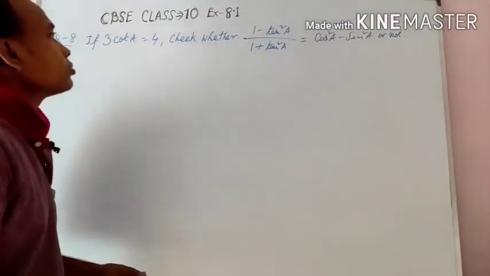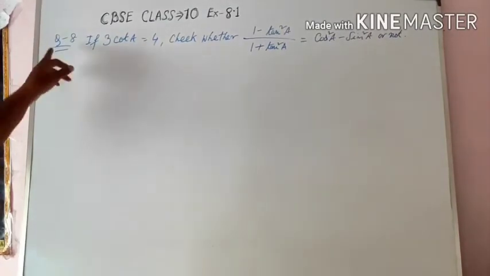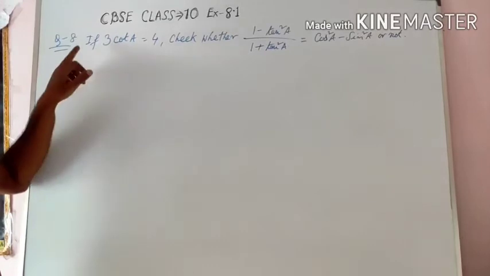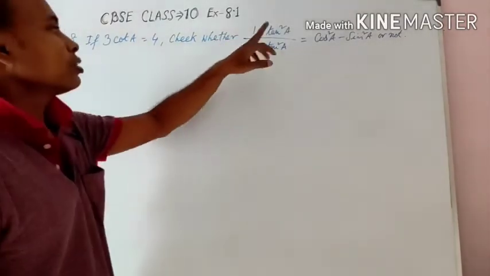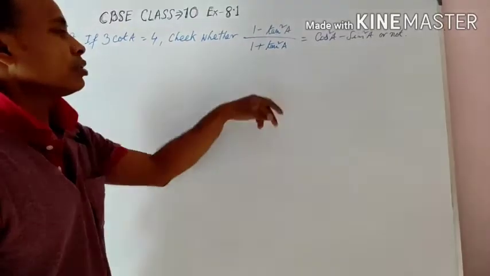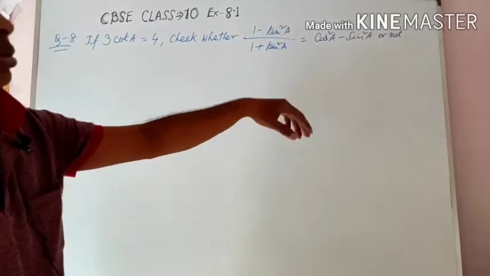CBSE class 10, exercise 8.1, question number 8. If 3 cot A is equal to 4, check whether (1 minus tan square A) by (1 plus tan square A) is equal to cos square A minus sin square A or not.